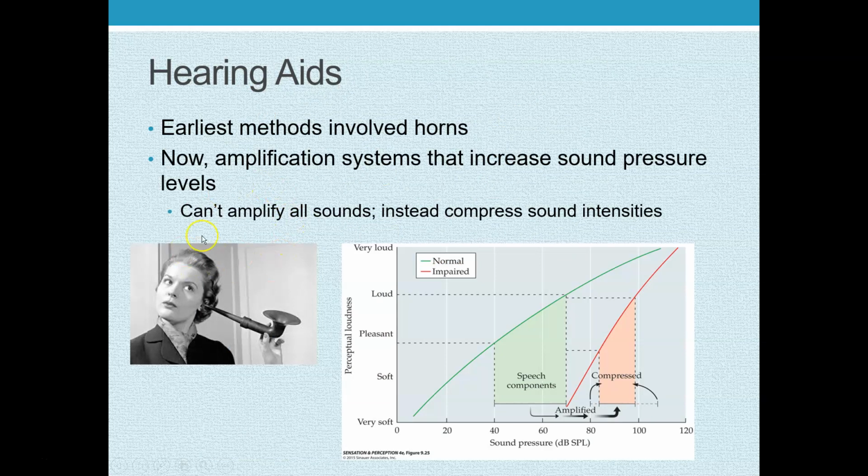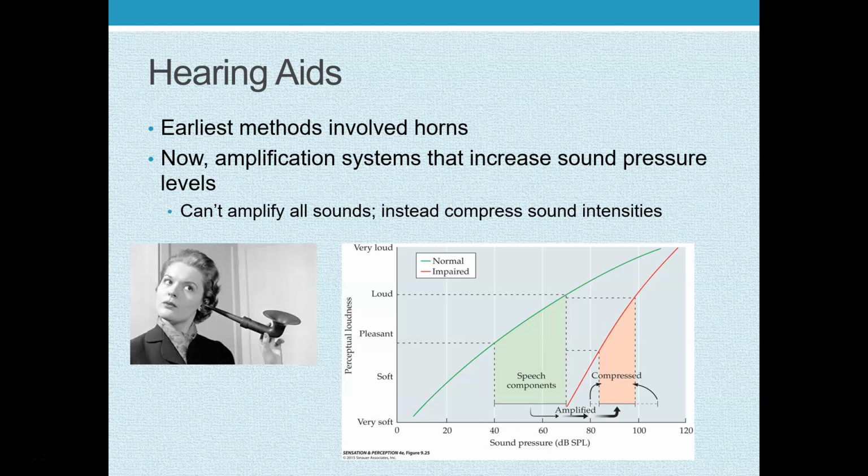Now, hearing aids can be developed and are used for people with sensory neural hearing loss. Some of the earliest methods actually involved horns like these, but generally what we use now are amplification systems that increase sound pressure levels. Older ones tended to have the problem that they would amplify everything. So not only would they amplify what you wanted to hear, they'd amplify the noise as well.